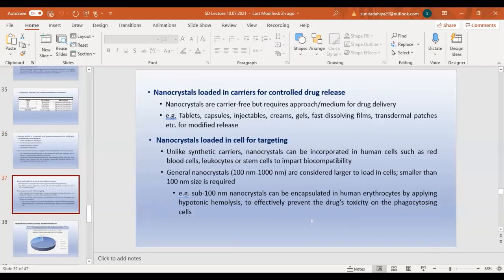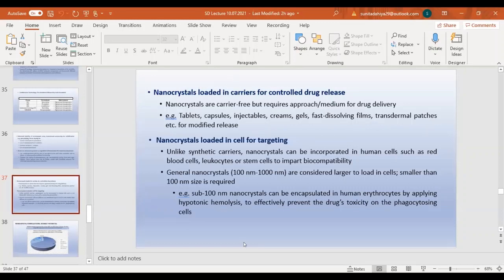Another approach is the nanocrystal loaded in carriers for controlled drug release. You can use the carrier-free approach also, or you can use some of the medium for the drug delivery as we discussed. You can use the carrier. Here we are not talking about a single polymer. Carrier means the dosage form which is used to deliver. So this dosage form can be fabricated using the nanocrystals. Tablet, capsule, injectables are already available in the market.